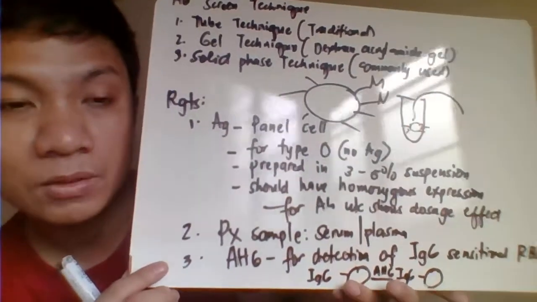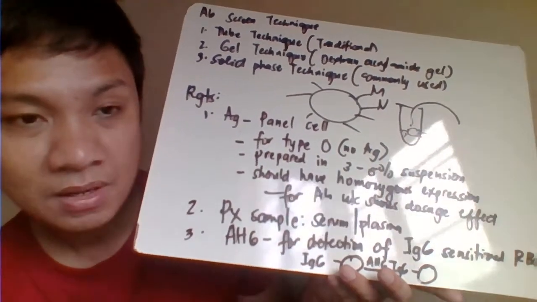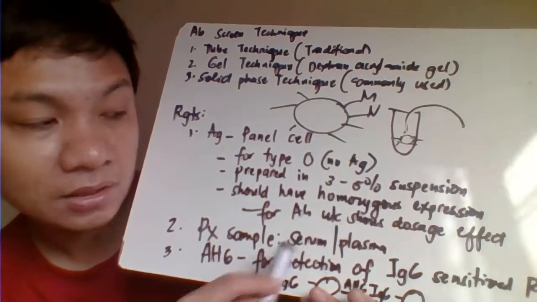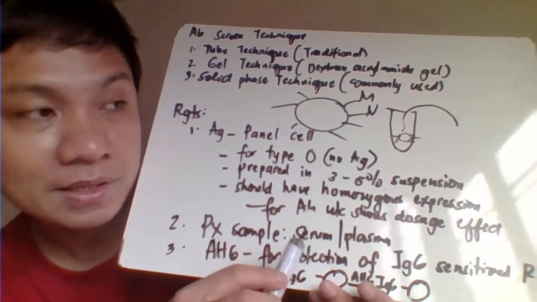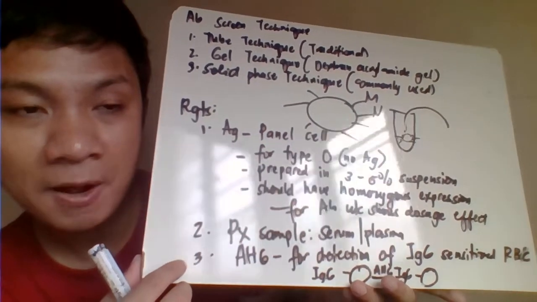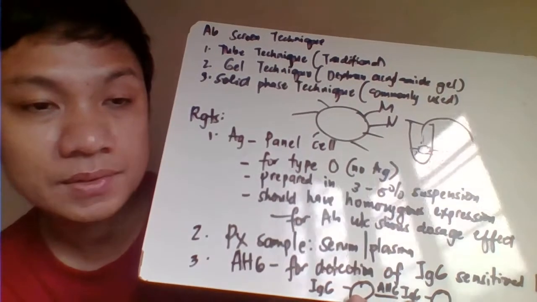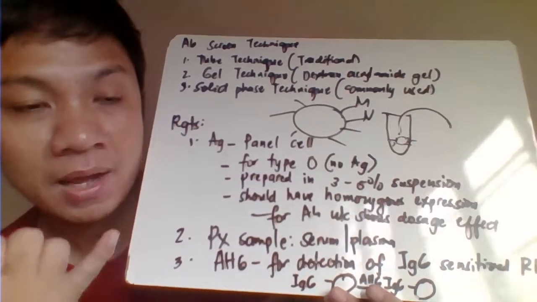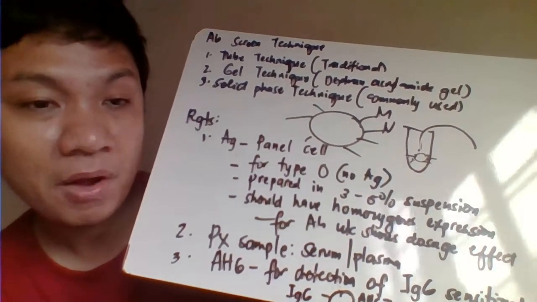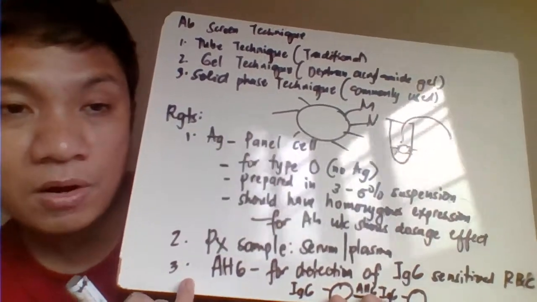Okay, another one, what we are needing here would be your patient's plasma or serum because since we are detecting for the antibody doon. So, plasma or serum for detection of your antibodies. Okay, another one is your enhancement media. You can add enhancement media potentiators like your LISS or your polyethylene glycol.